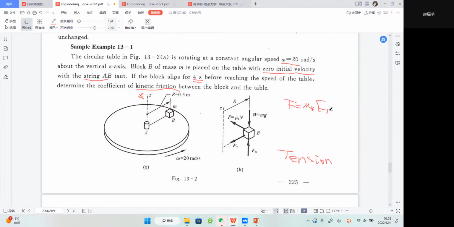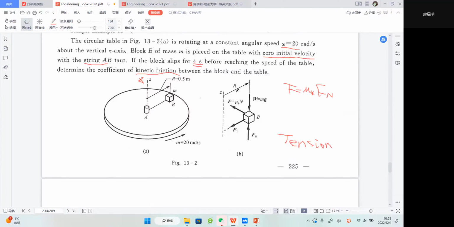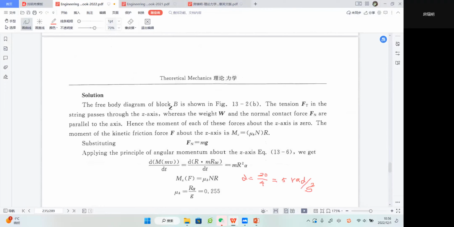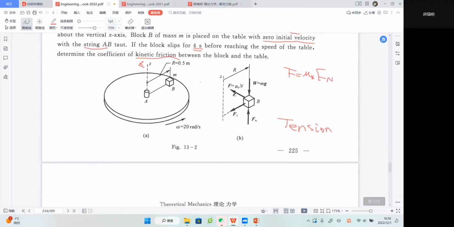It should be F1. It's the normal pressure between the block and the table, right? That's the whole force analysis of block B. And then we can find the free body diagram of block B, shown in this figure.